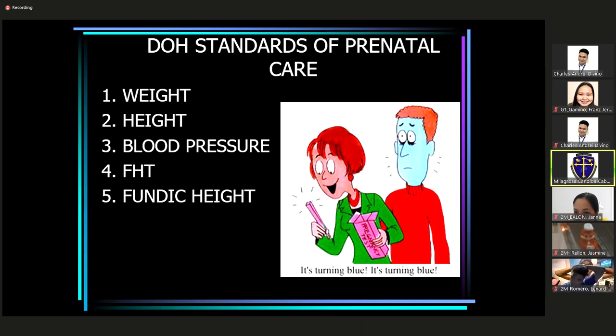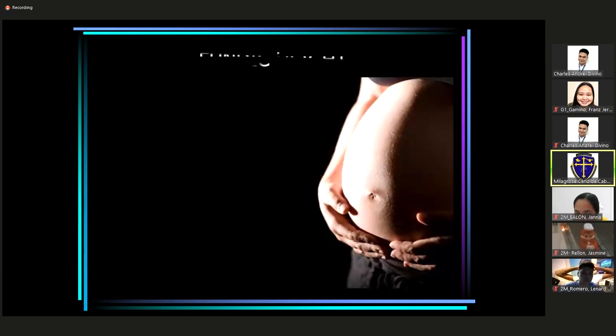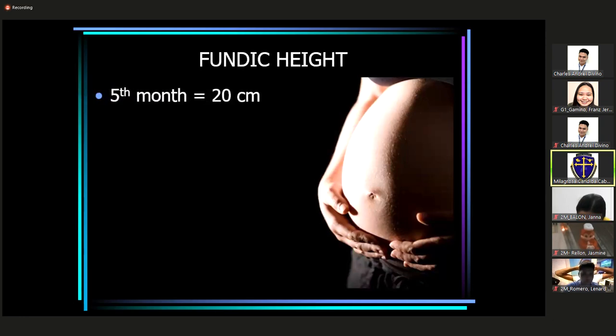All right? Sige. Let's go now to the fundic height. As far as you can remember, guys, no? So, ang 5th month of pregnancy, it should be that 20 centimeters from your symphysis pubis. Okay? 20 cm. So, that would be at the level of the umbilicus, right? As far as you can remember, that is the 5th month of pregnancy.